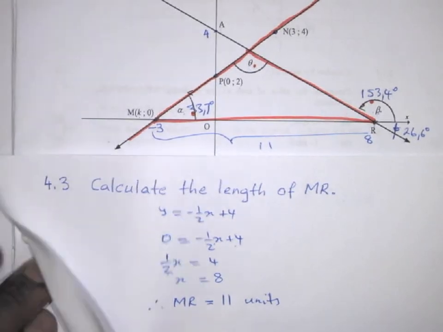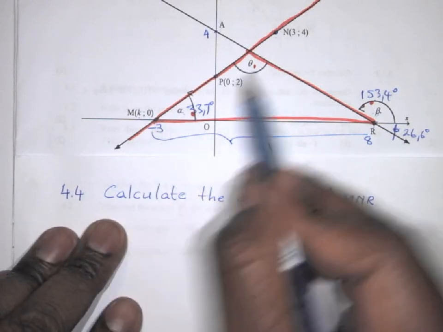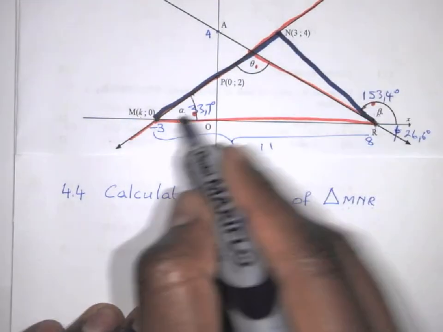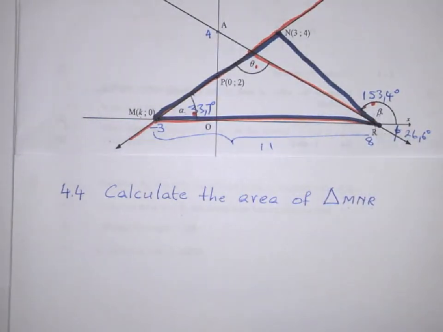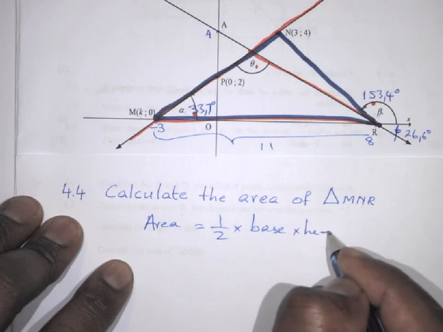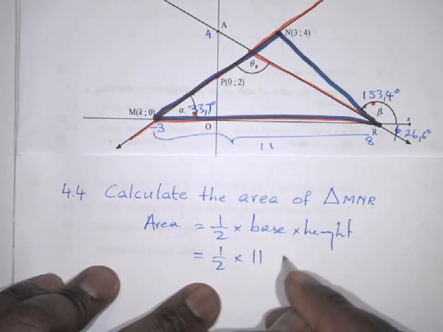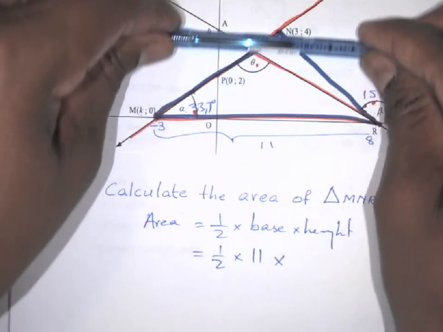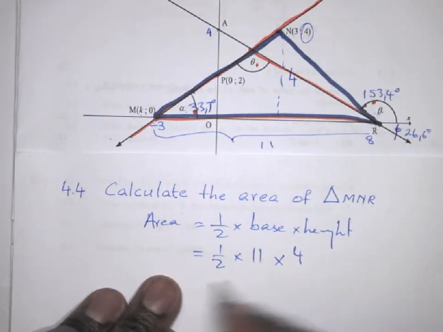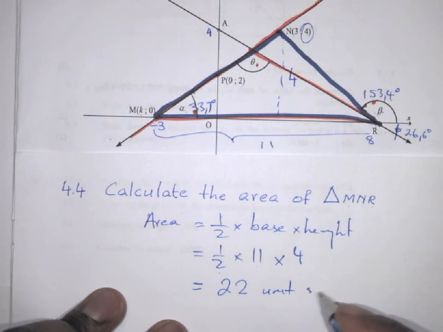Okay, let's look at the next question. The next question says, calculate the area of triangle MNR. So this is a new triangle. If I were to do this so that you can see the triangle that we're talking about, that triangle there. To work out the area of a triangle, area is equal to half times base times height. So it's a half times our base, which is this length here that we said was 11, multiplied by the height. The height is the distance from here to the top. Going up to the top, how many units up? That's 4 from there. So the answer is a half of 11 times 4, which is 22 square units.